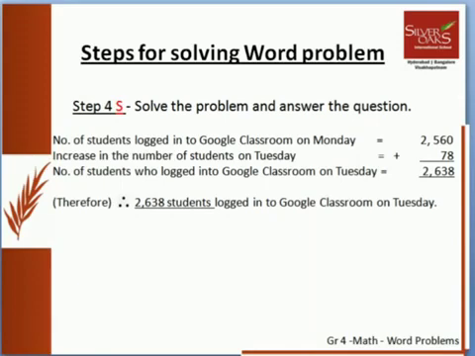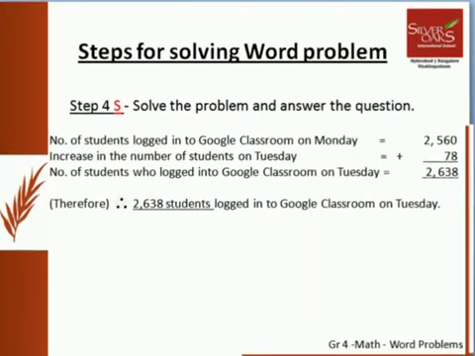The final statement or the conclusion statement is very important and it should be written using a symbol called therefore or the 3 dots as shown. So we write our conclusion statement as therefore 2638 students logged into Google Classroom on Tuesday.